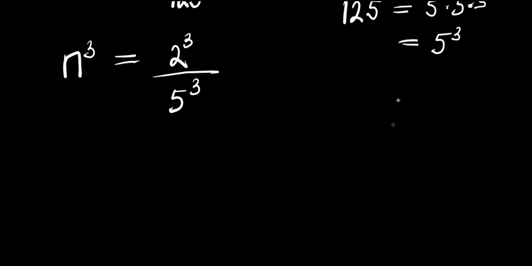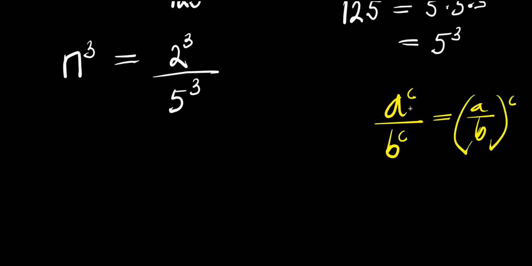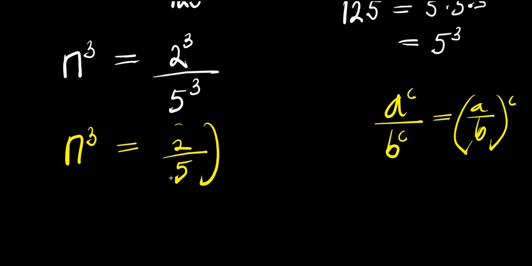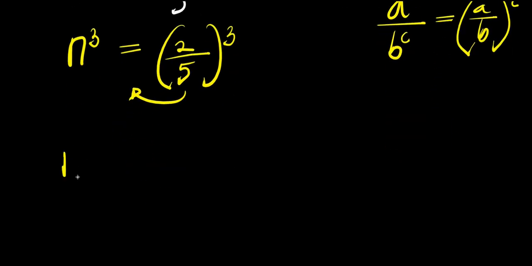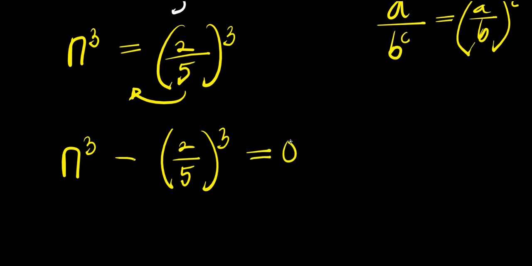Now, if you have a power c divided by b power c, this equals a divided by b to the power of c. So we have n power 3 equals 2 divided by 5 to the power of 3. And let's move it over here to form a cubic equation. So we have n power 3 minus 2 over 5 to the power of 3 equals 0.